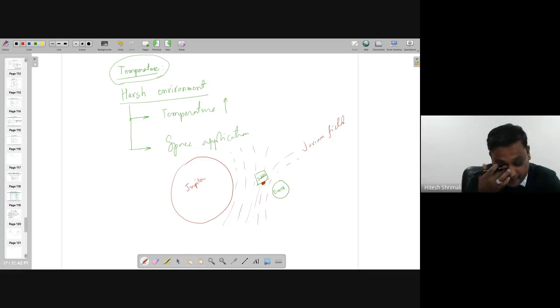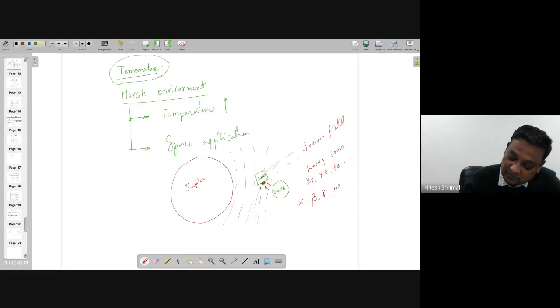These are pretty high, and while it's rotating and things are happening, you might have bombardment of heavy ions like krypton or maybe xenon, ferrum, all this, right? So they might be bombarded over this radiation I'm talking about. Other than that, you might have alpha, beta, gamma, or neutron, right? They are also bombarded on the circuit. Of course, alpha will damage the thing completely.